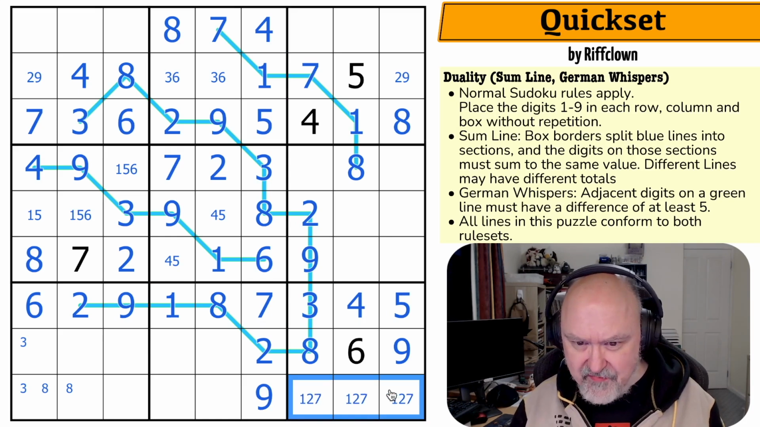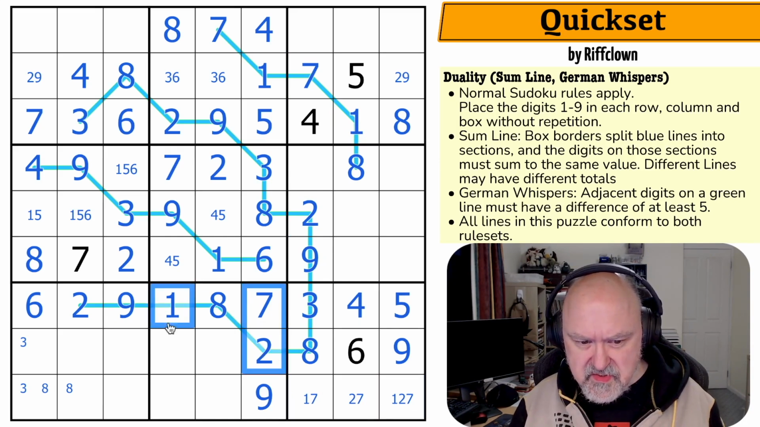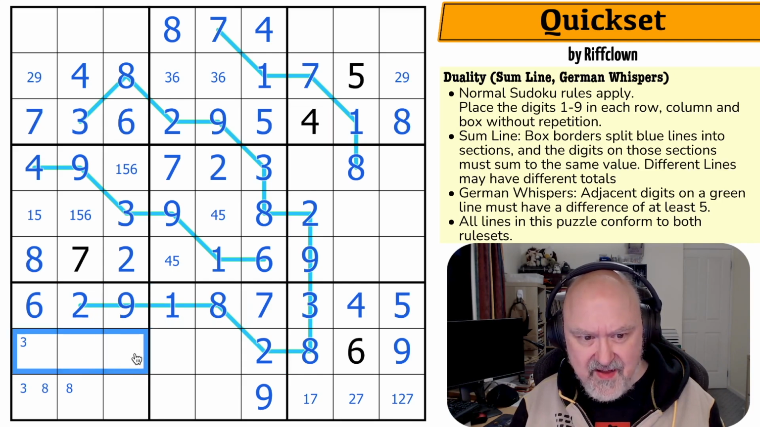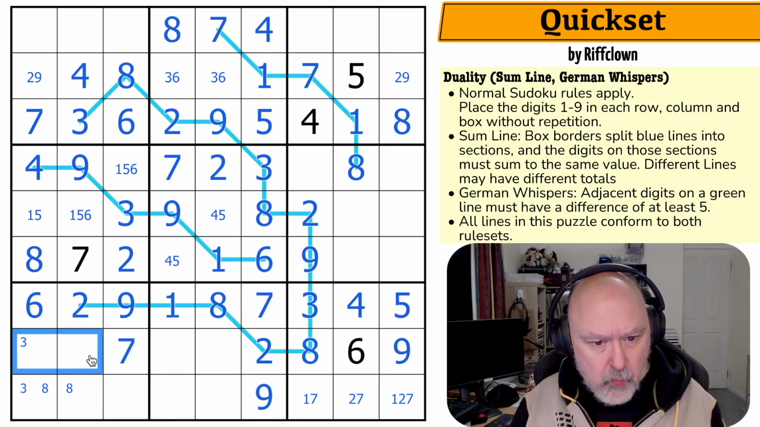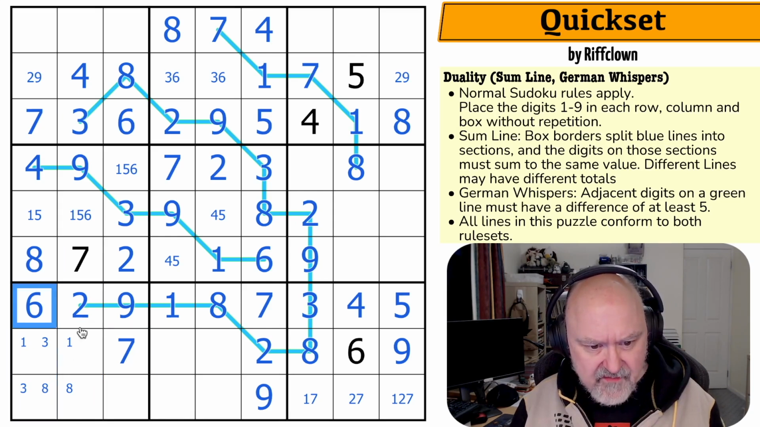1, 2, 7. The 2 comes out of there. The 1 comes out of there. 1, 2, 7, 1, 2, 7. So 2 and 7... Sorry, no, I've got 2. 1 and 7 have to be in here. But 7, 7, 7, that's the 7. And now 1 is in one of those two. So 1, 2, 3, 4, 5, 6, 7, 8, 9.